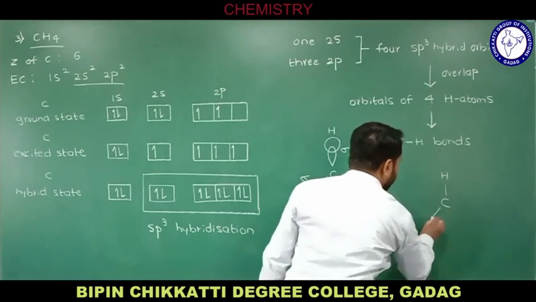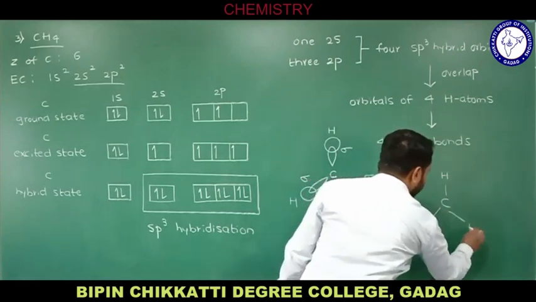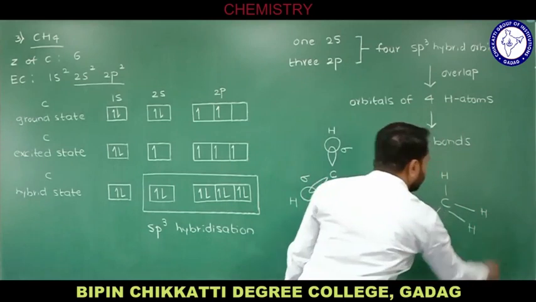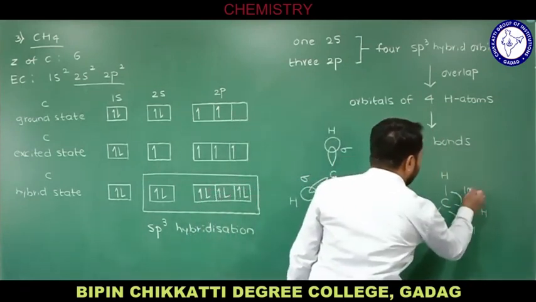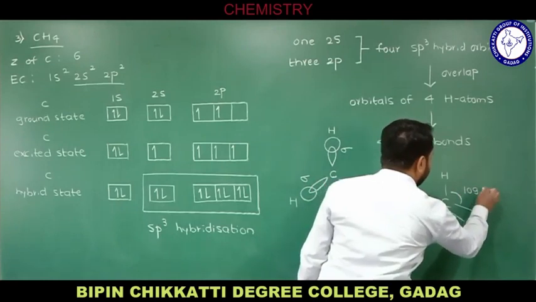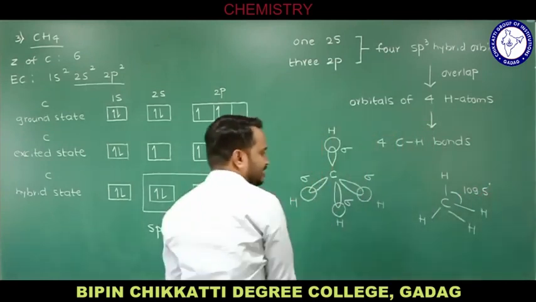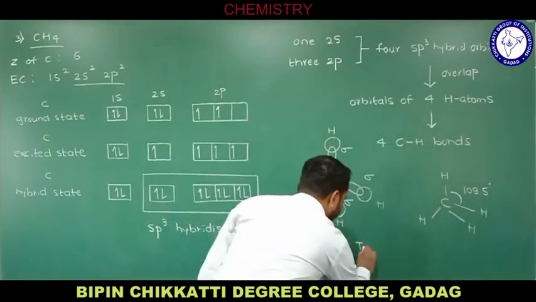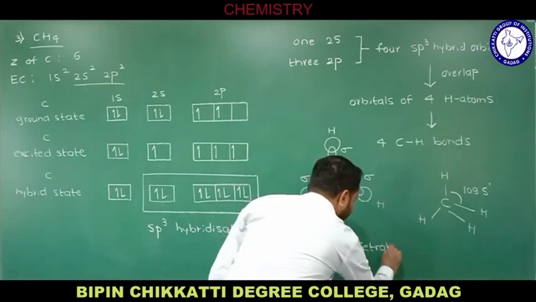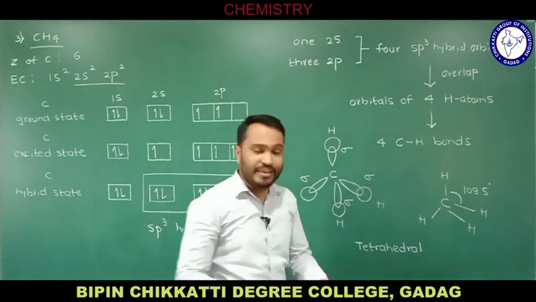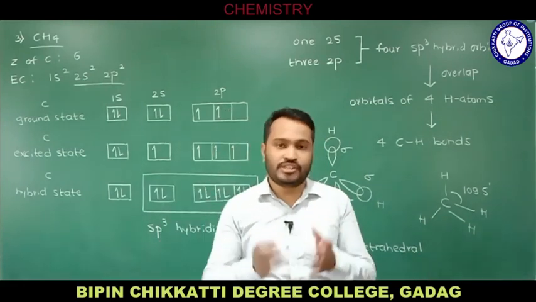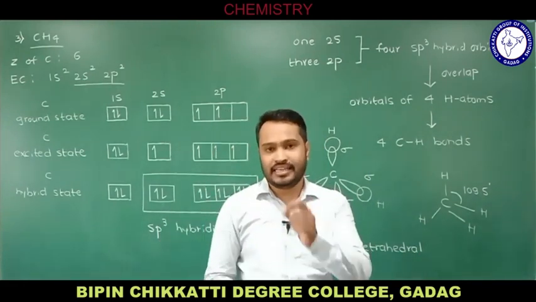This is the shape of methane, and all the hydrogens will occupy the corners of the tetrahedron, and I hope you remember the angle between these, that is 109.5 degrees, the bond angle, and the shape will be tetrahedral. Now we came to know that methane possesses the hybridization that is sp3.